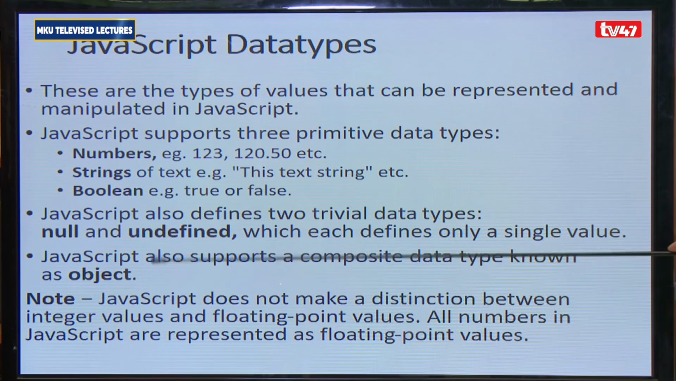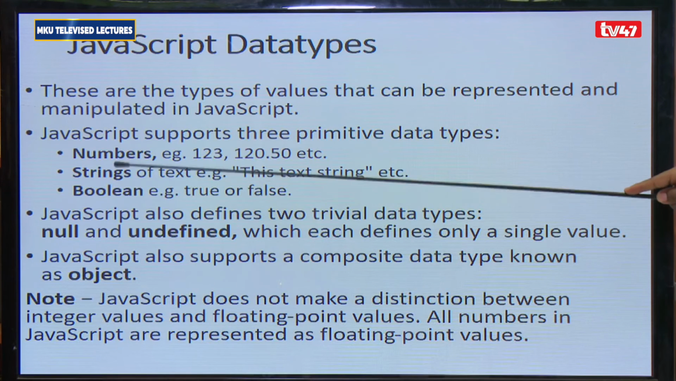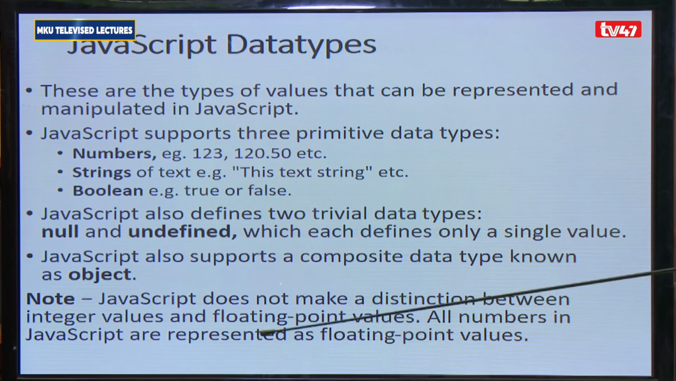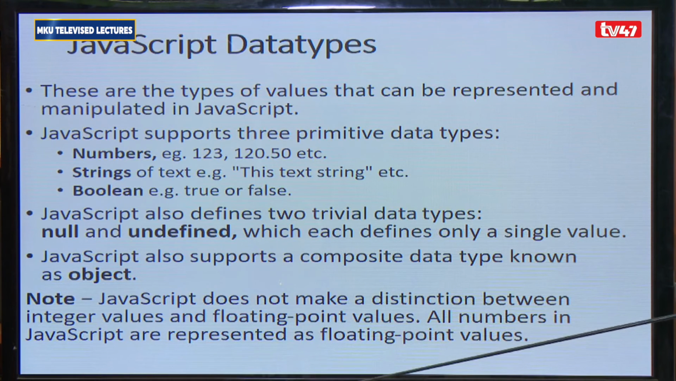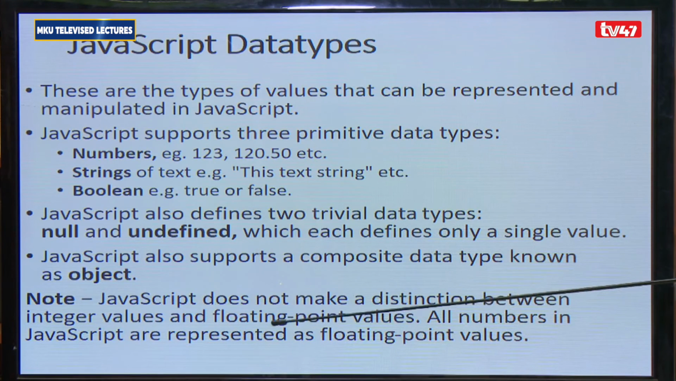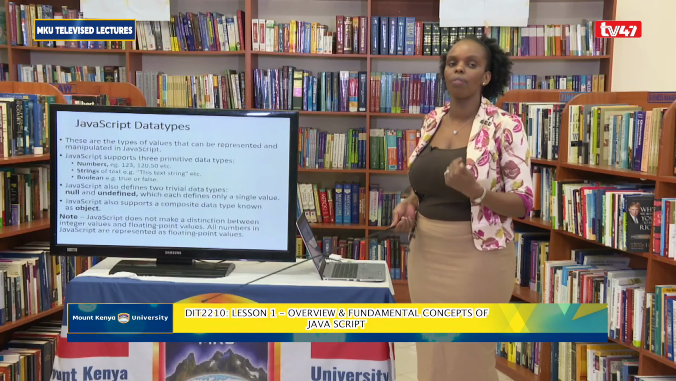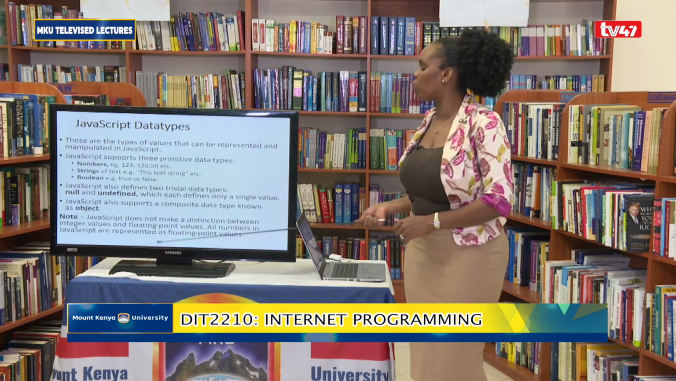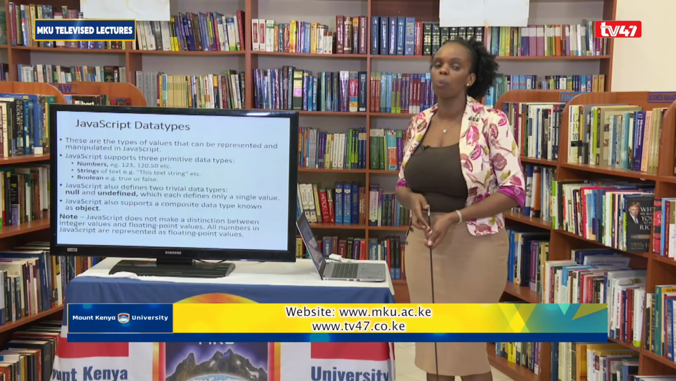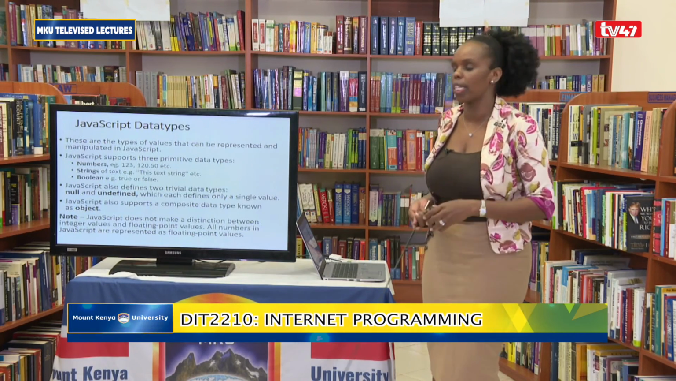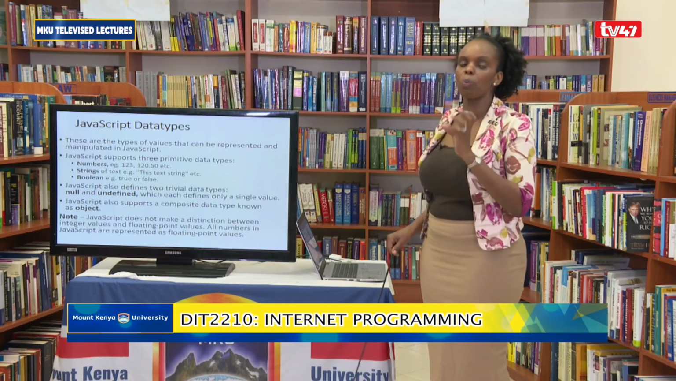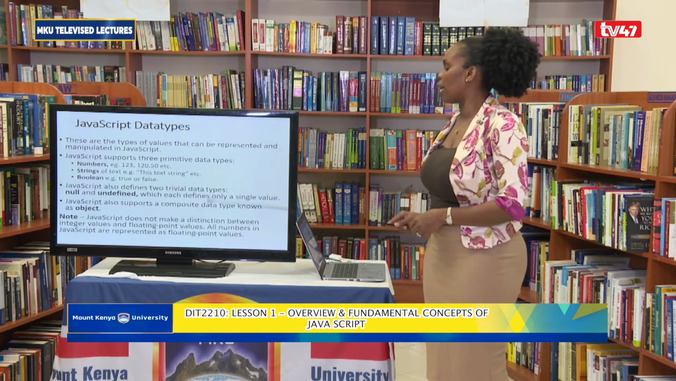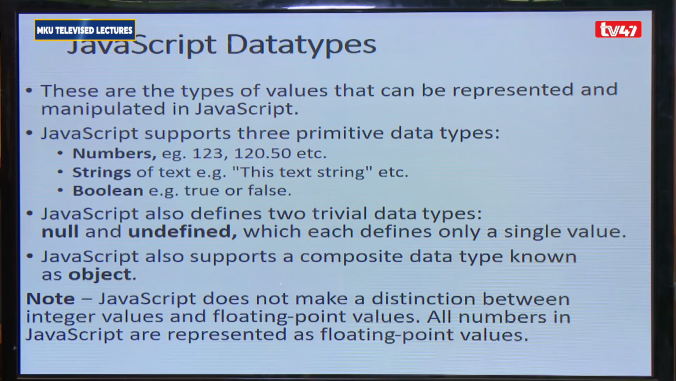Now, something to note about JavaScript: it does not make a distinction between integer values and floating point values. Numeric values that are complete integers or floating points, meaning those that have decimal places, are all treated as numbers. So it's good to note that. Unlike other programming languages, where we have floating point numbers and integers, there is no distinction. JavaScript groups all these as numbers. All numbers in JavaScript are represented as floating point numbers.